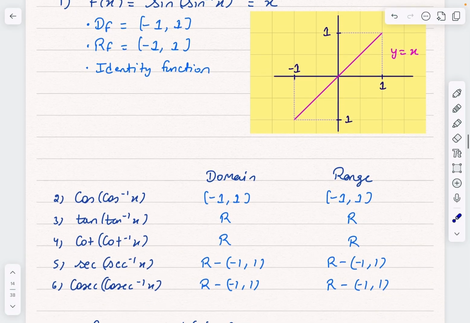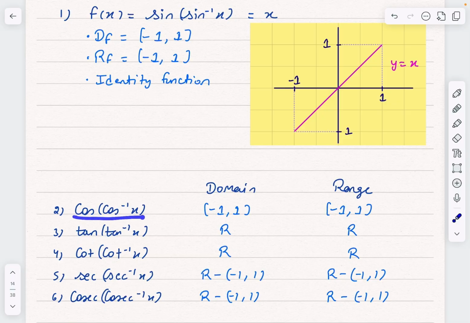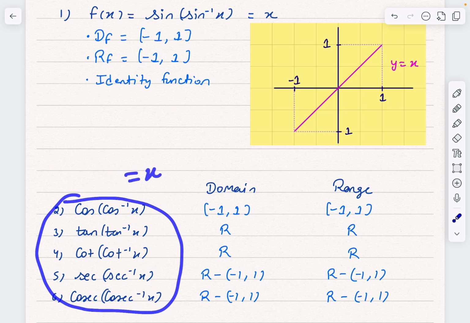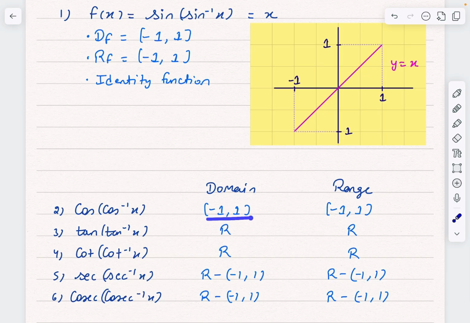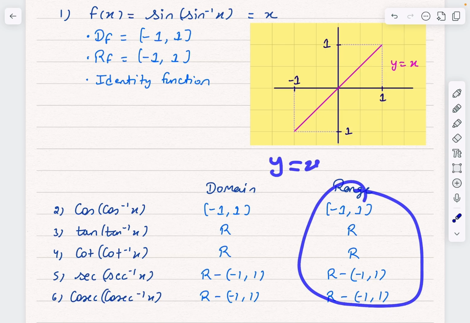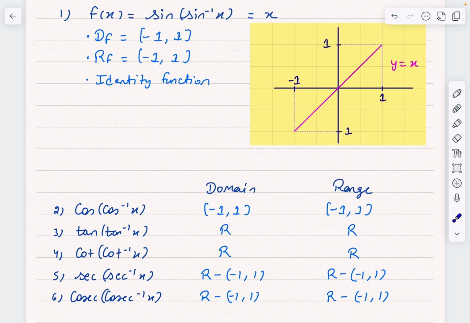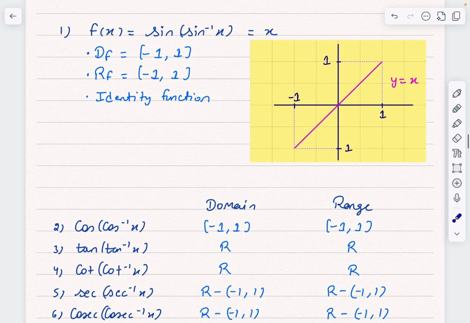Same way we can do for all the remaining: cos of cos inverse x, tan of tan inverse x, cot of cot inverse x. All of them will be identity function equal to x in their respective domains. Domain will be minus 1 to 1 for cos, for tan and cot all real numbers, for secant and cosecant all real numbers except minus 1 to 1. And range will also be the same because identity function y equal to x: whatever x you put, same you get y. Okay, these are direct, these are easy.